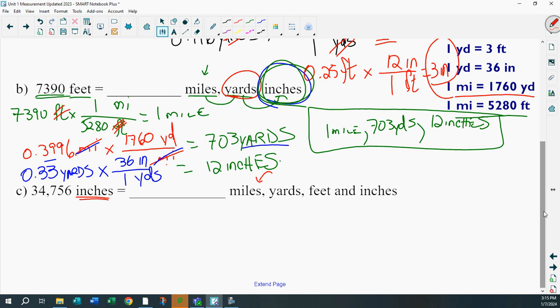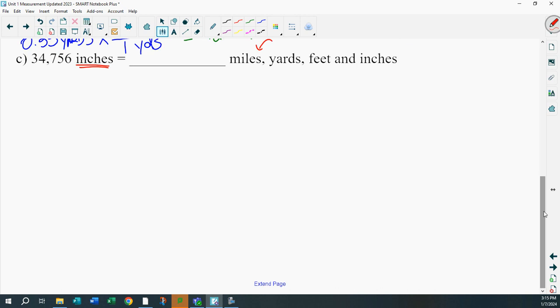Okay, got to convert this. Well, this means I'm going to have to do a multiple conversion. Oh, okay, fine. I'll stop grumbling about it. 34,756 inches. Let's convert this into yards first, okay? Inches on the bottom, yards on top, because we don't have a conversion that goes directly from inches into miles.